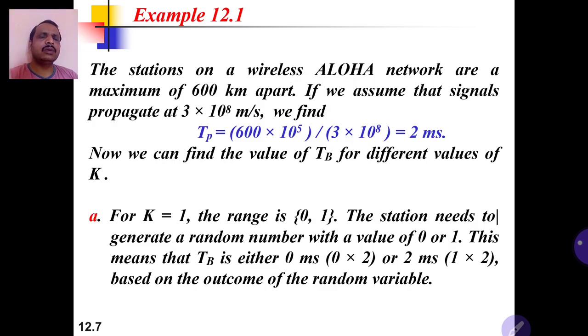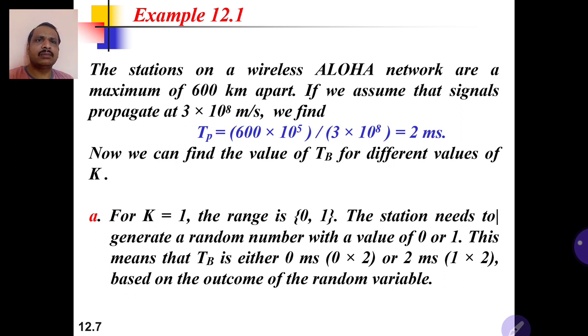Okay, so now come to the problem. We will calculate the propagation time. First understand the problem, I will read it. The stations on a wireless Aloha network are a maximum of 600 km apart. The distance between the two stations is 600 km. If you assume that signals propagate with the light velocity, which is equal to 3 into 10 to the power of 8 meters per second, then we want to calculate the time required to transmit data from one station to the other.